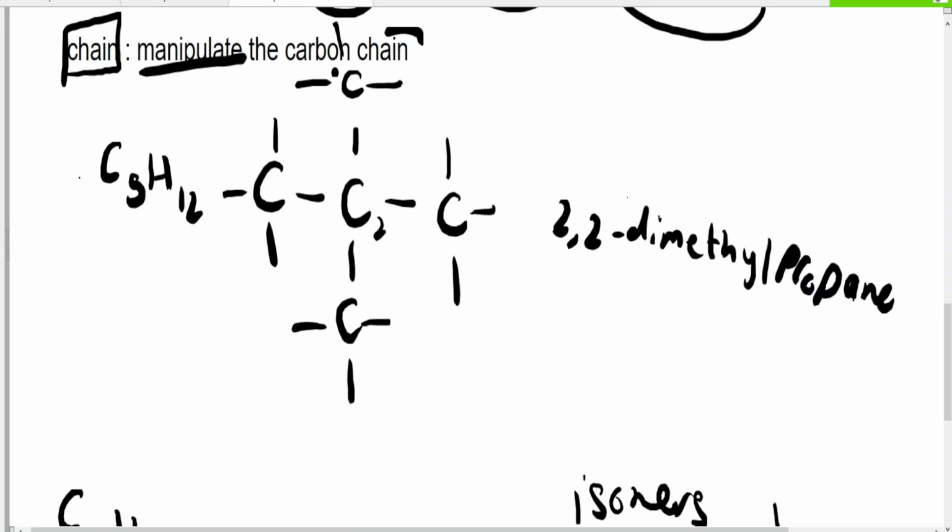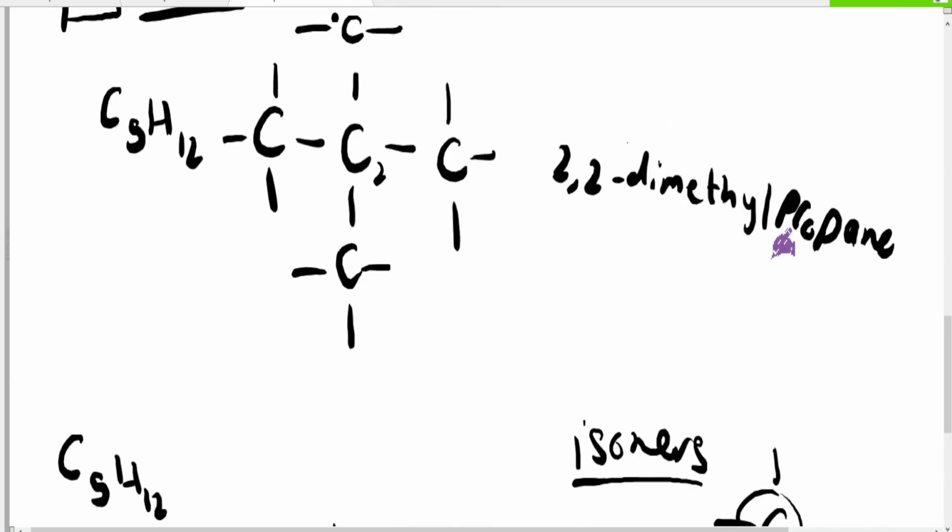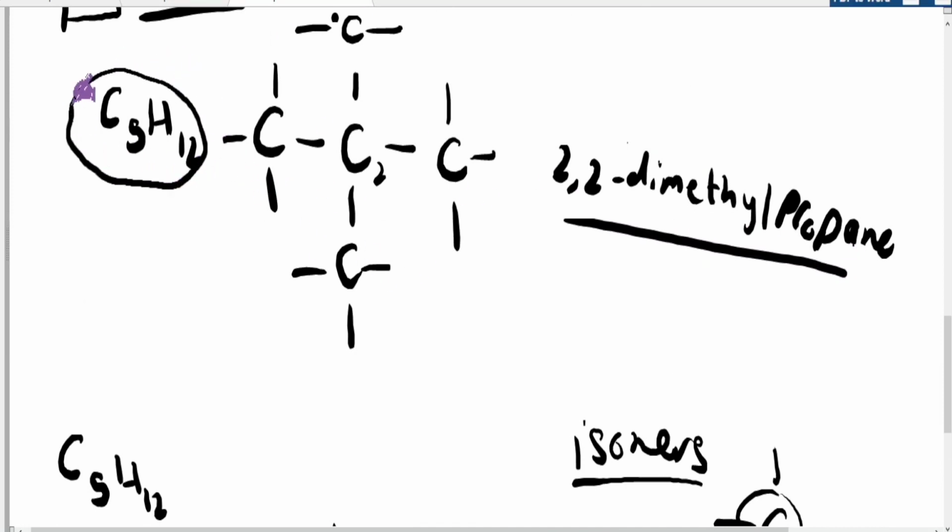2,2-dimethylpropane. This was one structure, this was another structure, and this was another structure. All of these have different names and different structures, and they have the same molecular formula. So all 3 of these are chain isomers of each other.